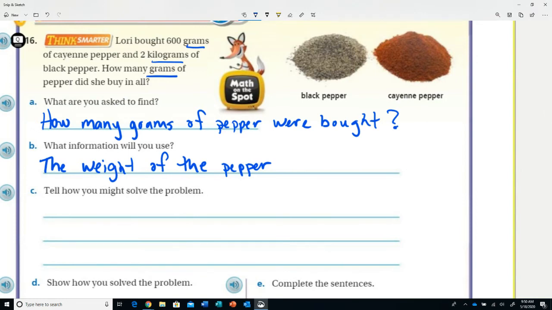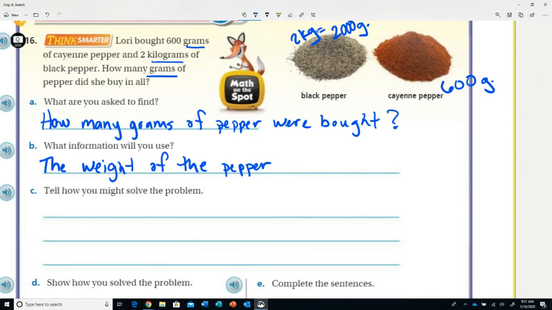All right, so there are a couple of different ways. One, we have to really be talking in terms of one unit. So either we change everything to grams or everything to kilograms. Because Lori has 600 grams of cayenne pepper, we're going to stick with grams. So for the cayenne pepper, we're going to say this is 600 g. Now I have 2 kilograms of the other, which, if I know 1,000 grams is 1 kilogram, is 2,000 grams.